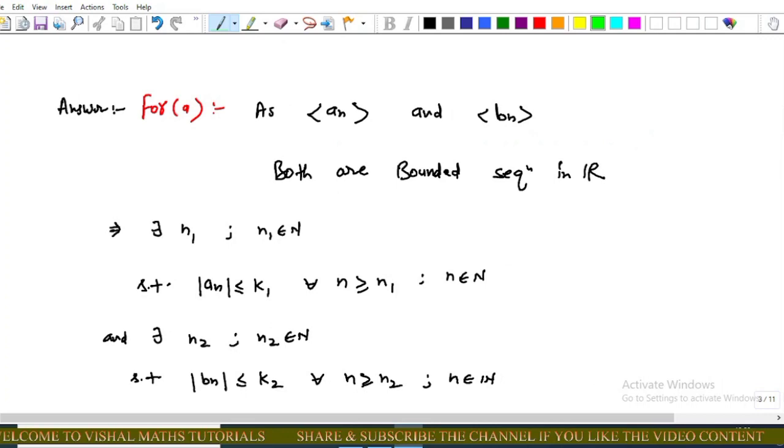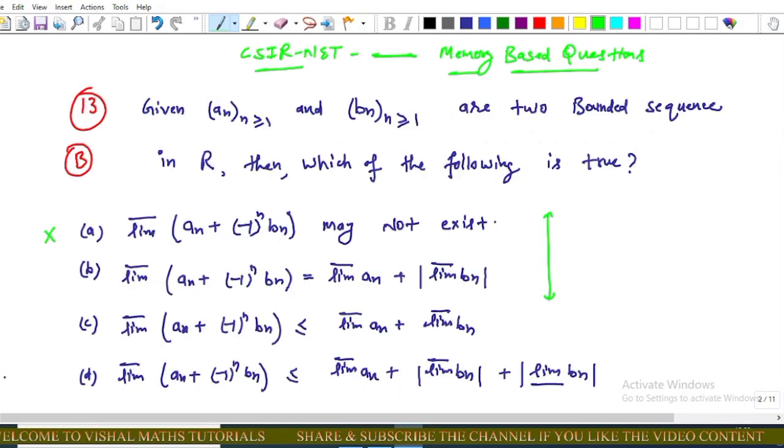Now come to option D. Option A is incorrect, option B is incorrect, option C is incorrect, so the remaining option, that is option D, is correct.